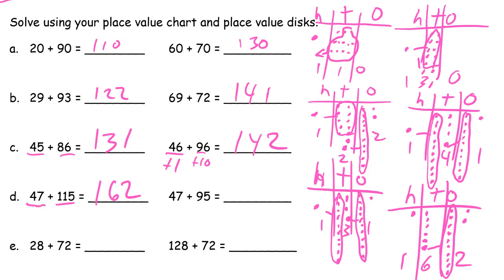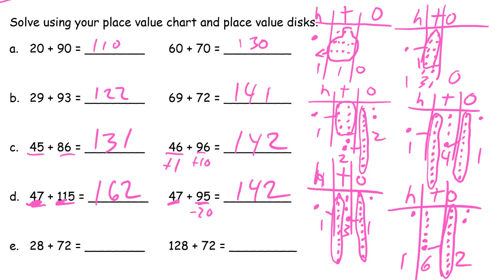And now we see 47 is an addend here and 47 is an addend there. This is 115 and this is 95. So this one is 20 less than the 115. So our sum is going to be 20 less. It's going to be 142.